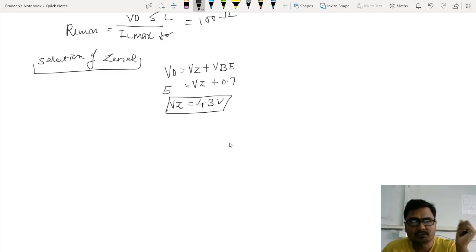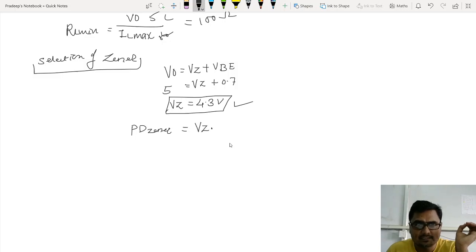But selection of a Zener is not dependent only on VZ. You can select with VZ, no issue in that. But still, if you want to go further, then you can select a Zener diode with its power dissipation. But to calculate the power dissipation of the Zener, what do you need? You need the Zener voltage as well as the maximum Zener current. The maximum Zener current is not given to us. Then what is the option?